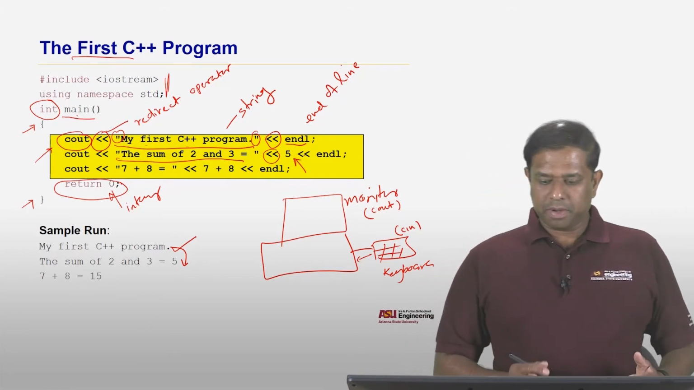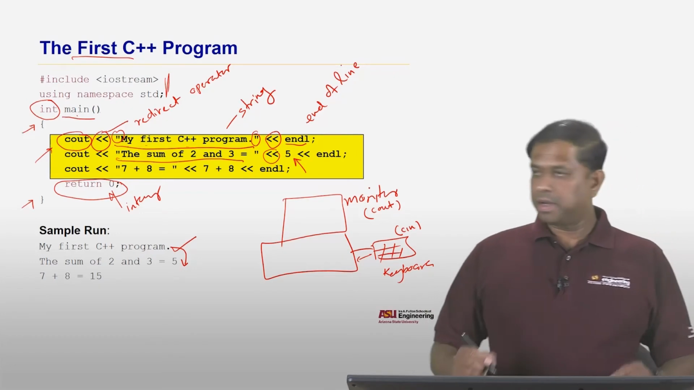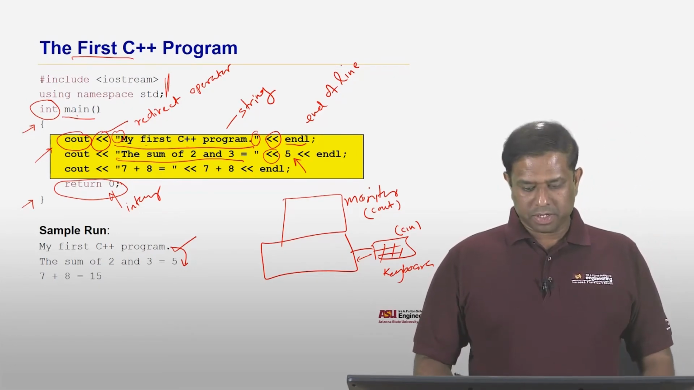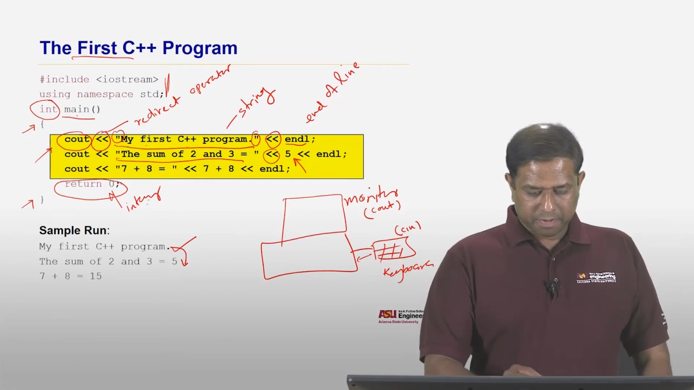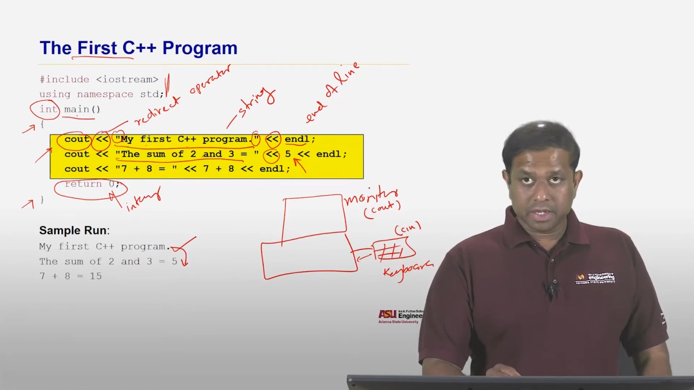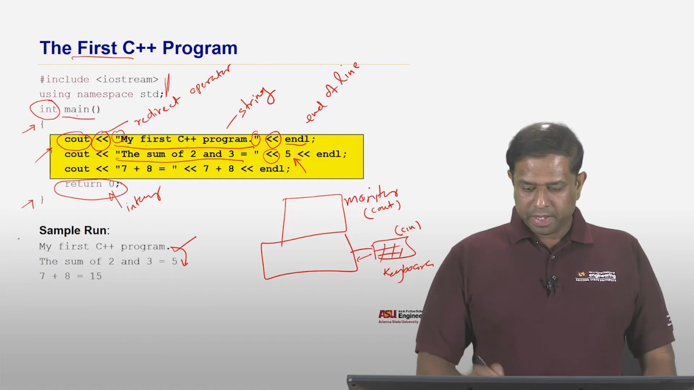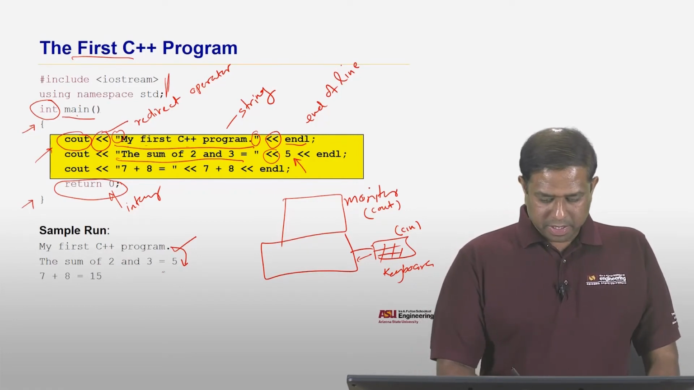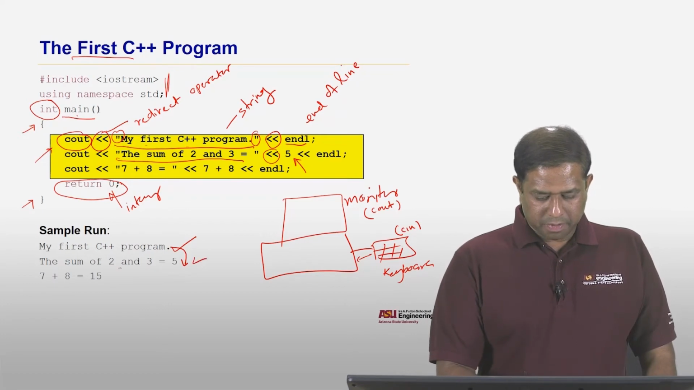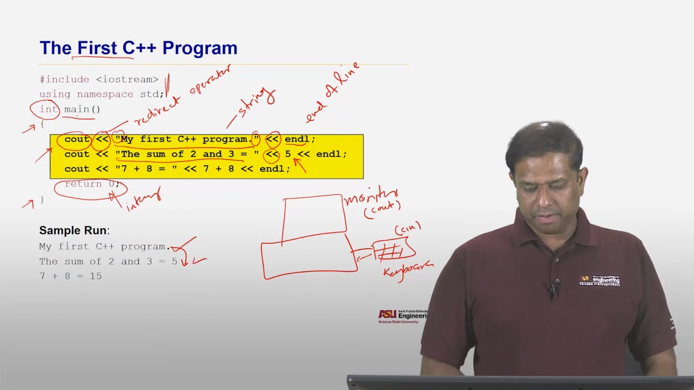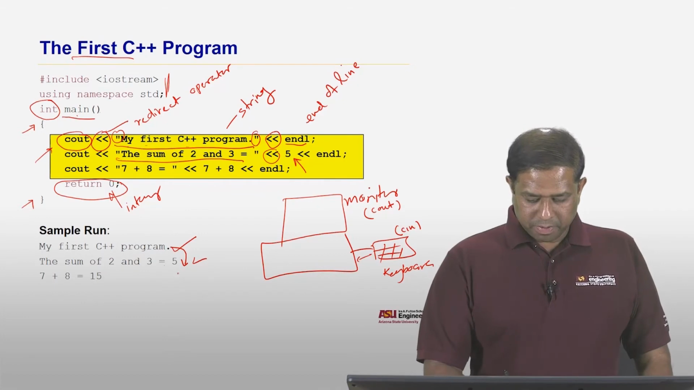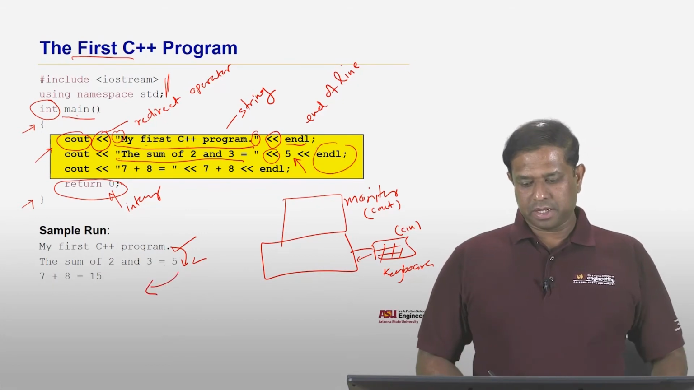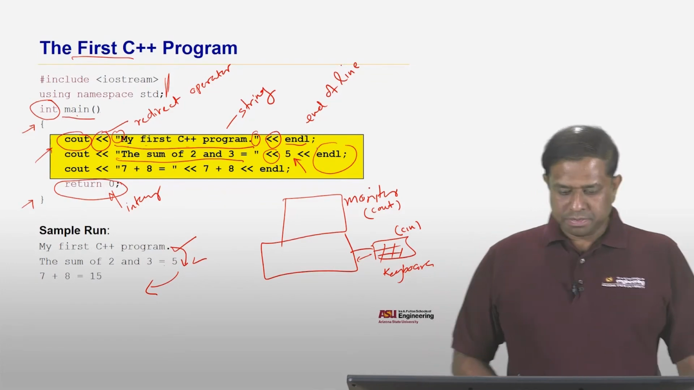So since it is a number, we don't need to have double quotes, right? So the numbers can be placed without double quotes. So this one is saying, first send this string into the monitor and then send number 5 into the monitor, okay? So then the second statement will be, sum of 2 and 3 equals 5. Now after doing that, we move on to the next line, all right? So then this endl is basically saying go to the next line, right?